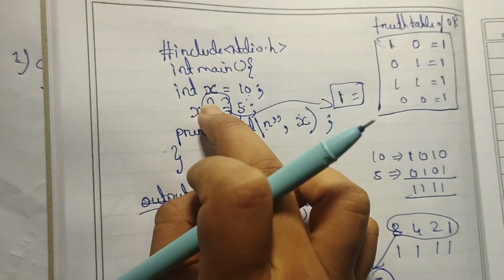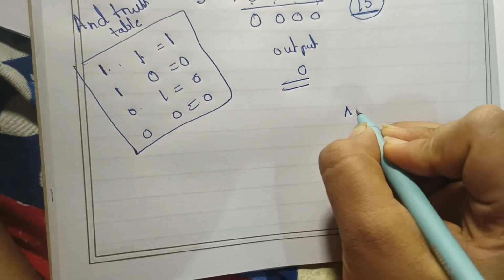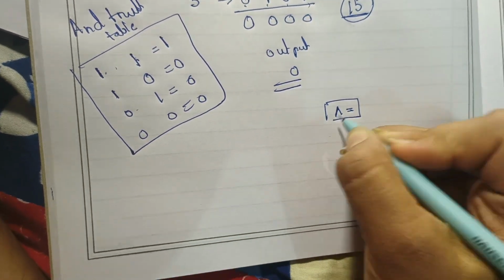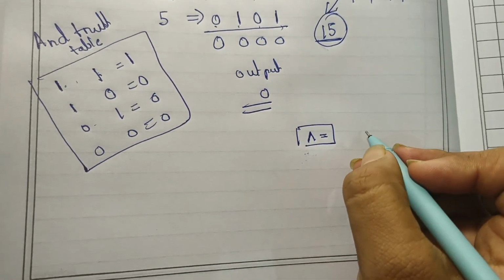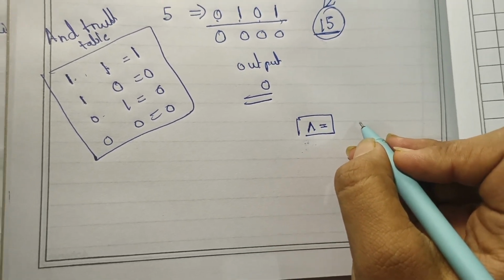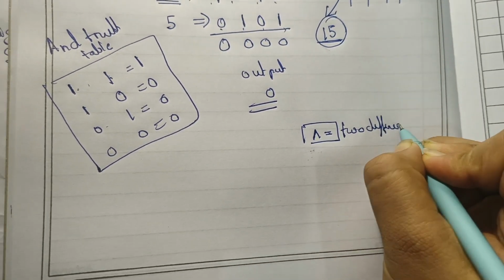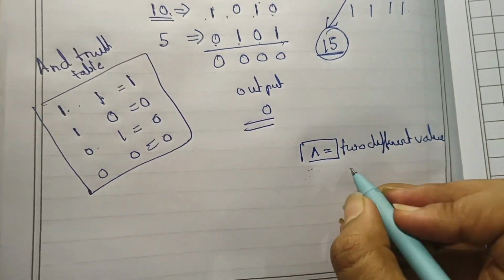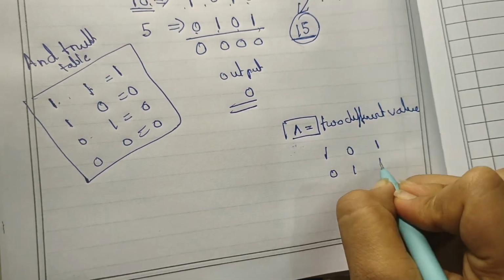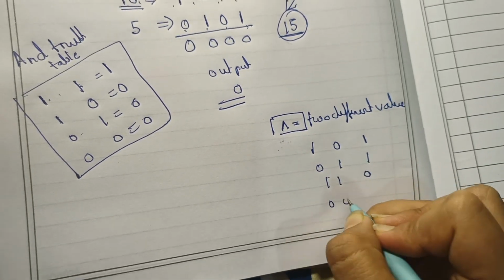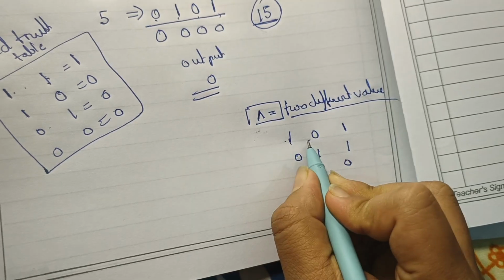For this particular part, you have to write the XOR symbol. We'll see how. This is the XOR symbol, right? XOR means there should be two different values. One should be true, one should be false. We'll see the truth table. 1, 0 is 1; 0, 1 is 1; 1, 1 is 0; 0, 0 is 0. There should be two different values. One is true, one is false.